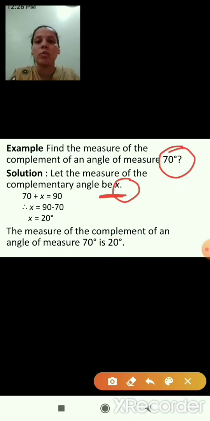Now we'll move to the next, that is practice set 16. Before that, once again we will revise the definition. If the sum of the measures of two angles is 90 degrees, then they are called complementary angles. We have seen one example. Now we'll start with practice set 16.